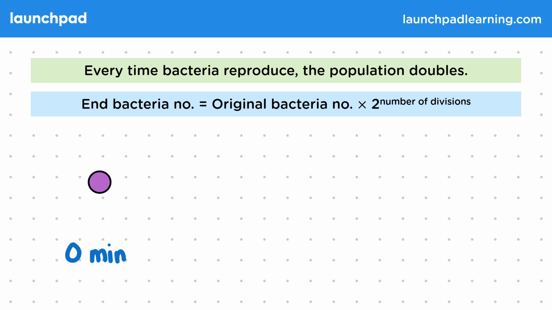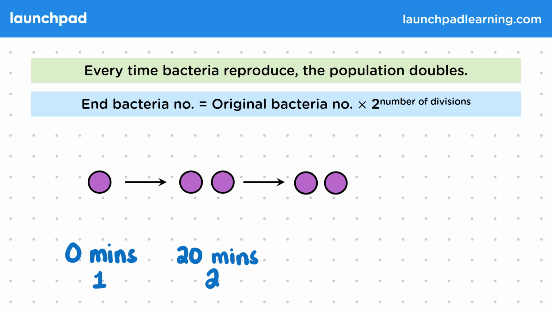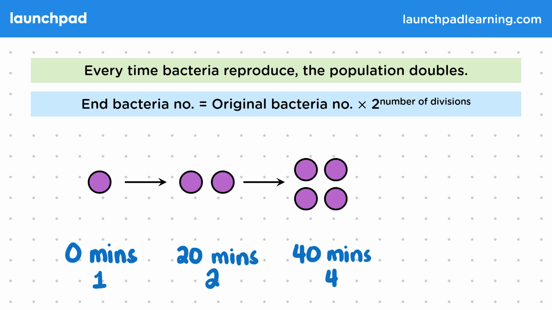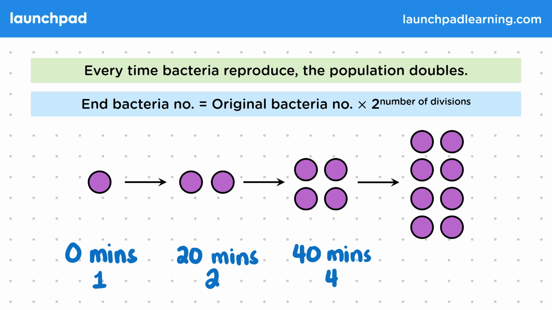So at 0 minutes, we have 1 bacterium. After 20 minutes, this has reproduced and doubled to give us 2 bacteria. After another 20 minutes, it doubles again to give us 4 bacteria after 40 minutes. Give it another 20 minutes and the population has doubled once again to give 8 bacteria after 60 minutes. So you can see that every time the bacteria reproduce, the population doubles, hence the 2 in this equation.